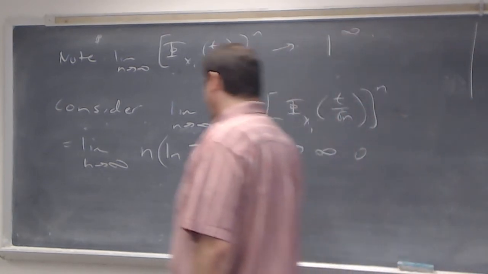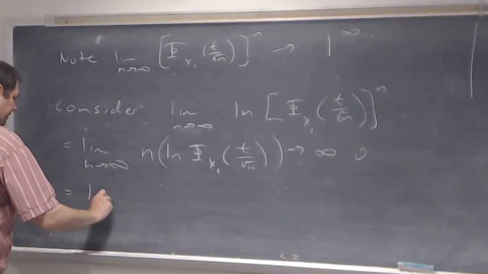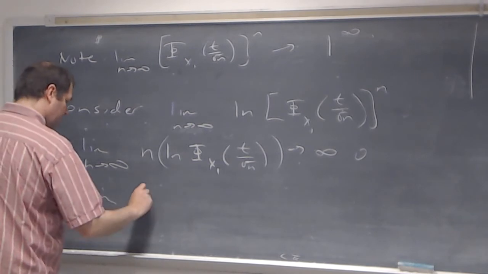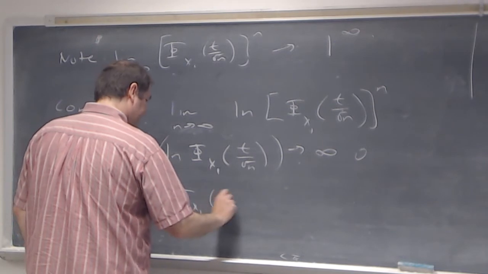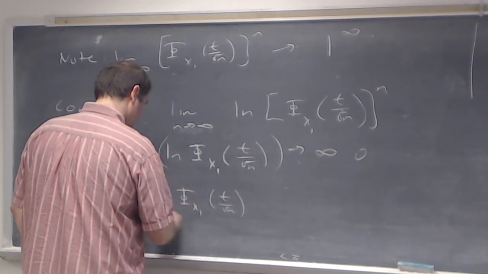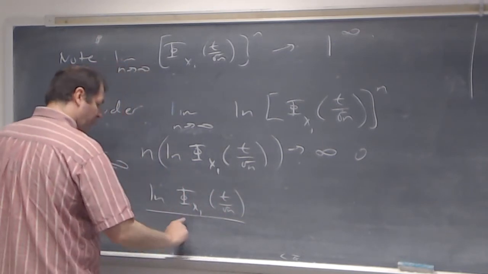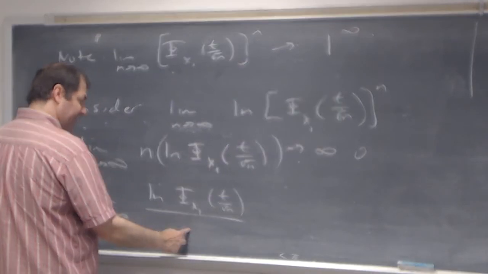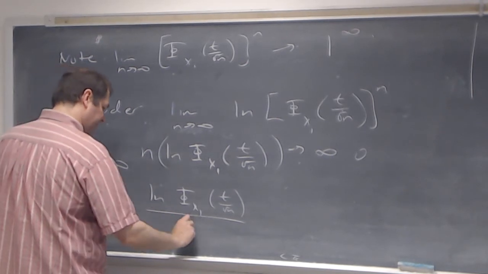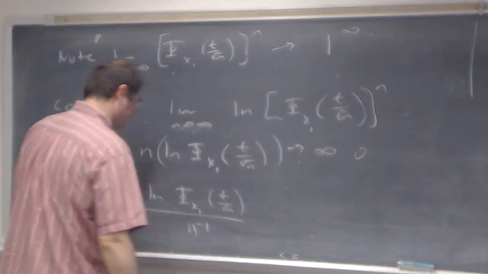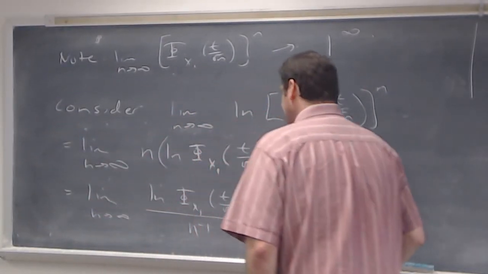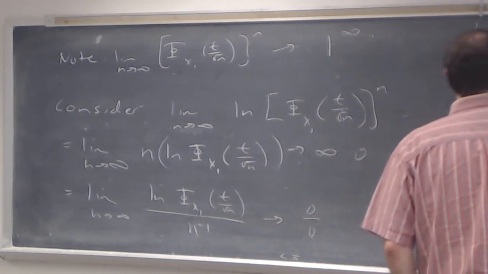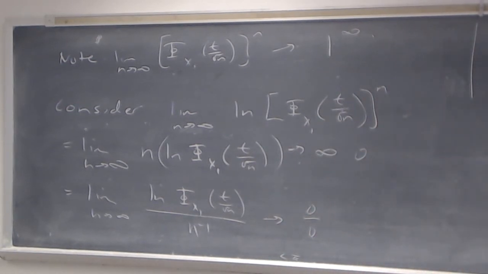So how we handle that is we'll rewrite this as the limit as n goes to infinity of ln of phi sub x1 of t over the square root of n, all over 1 over n. 1 over n down here, pull the n up there, so it's n to the minus 1, that's where I write it. And then this is equal to 0 over 0. Now that's an indeterminate limit form to which L'Hopital's rule would apply. So that's what we're going to do.